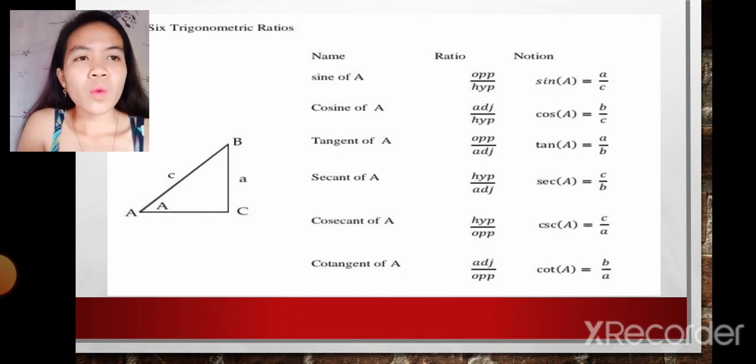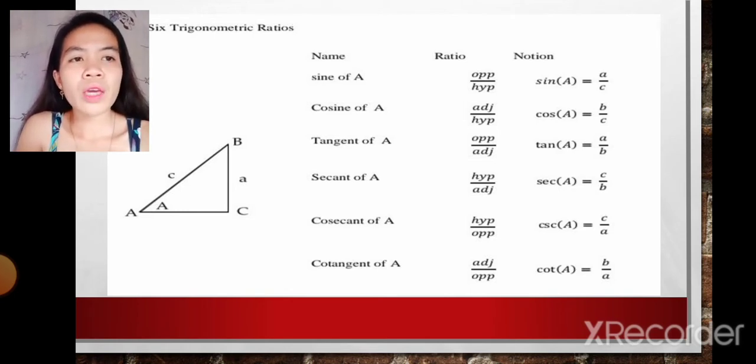The notation is sin of A is equal to a over c. And cosine of A, the ratio is adjacent over hypotenuse, and the notation is cos of A is equal to b over c. And tangent of A, the ratio is opposite over adjacent. The notation is tan of A is equal to a over b. And secant of A, the ratio is hypotenuse over adjacent. The notation is sec of A is equal to c over b.